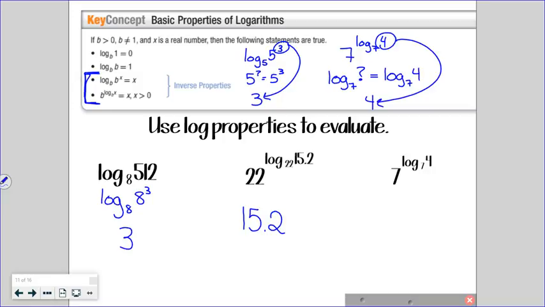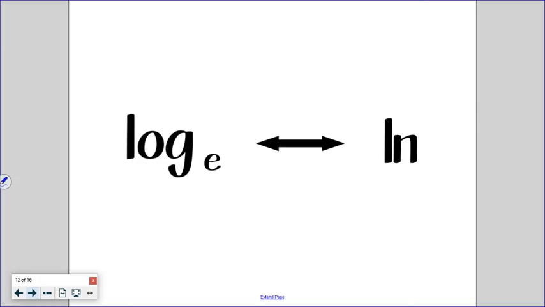I was gonna say, 7 raised to log base 7 of 4 is 4. What are the odds of that? I'm sure somebody smart could figure that out, but I know there's no way to calculate that.